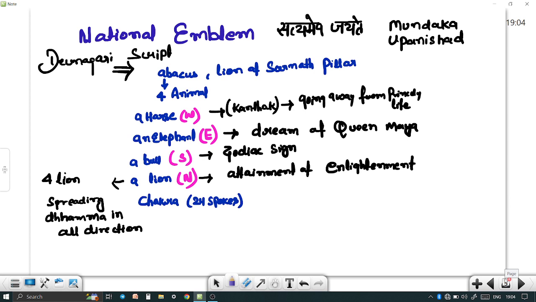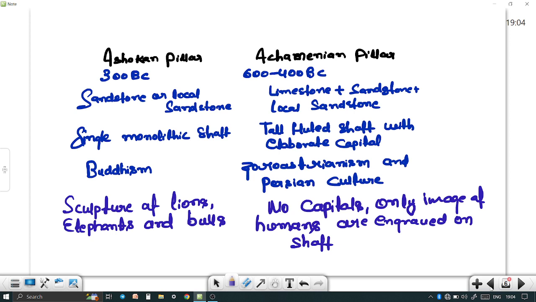Now we will talk about the Ashokan pillars and Achaemenid pillars, which have a few differences. Ashokan pillars are assumed to be derived from there. This is a difference between them. The Achaemenid pillar was built around 600 to 400 BC, and the Ashokan pillar during 300 BC.